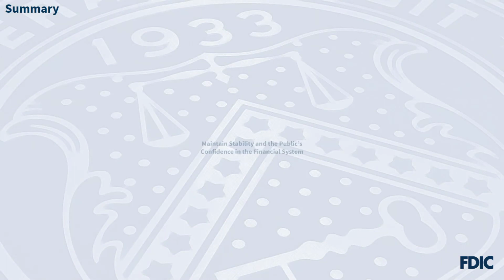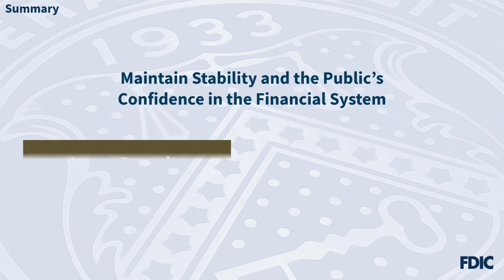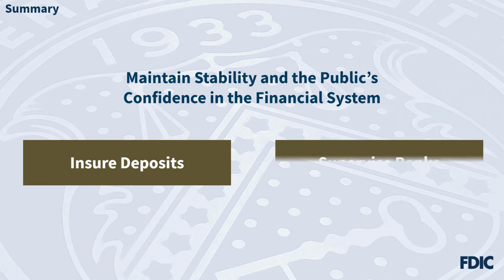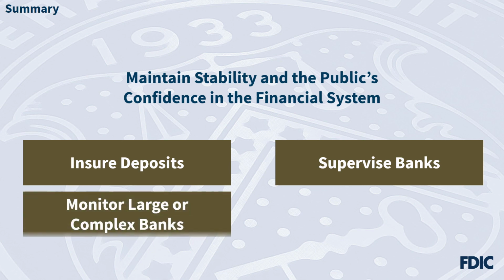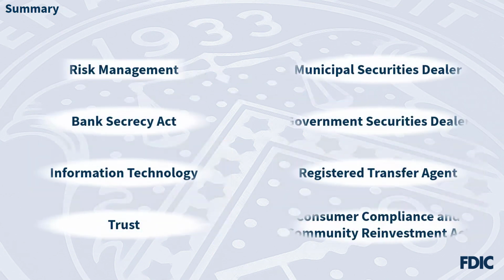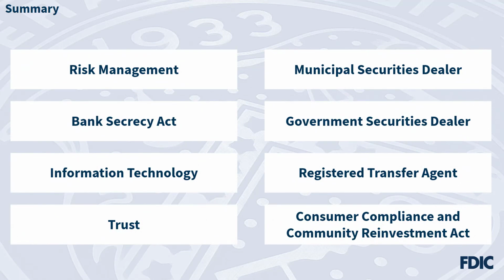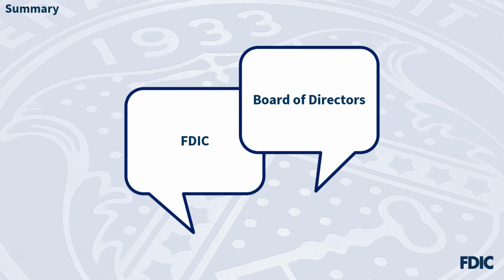In summary, the FDIC's mission is to maintain stability and the public's confidence in the financial system. We carry out our mission by ensuring customer deposits, examining and supervising banks for safety and soundness and consumer protection, making large or complex financial institutions resolvable, and managing receiverships in the event an institution fails. As part of the FDIC's supervisory responsibility, we conduct several types of examinations, which we have discussed during this video. And as we mentioned earlier, we welcome the opportunity to speak with bank directors during any of these examinations.